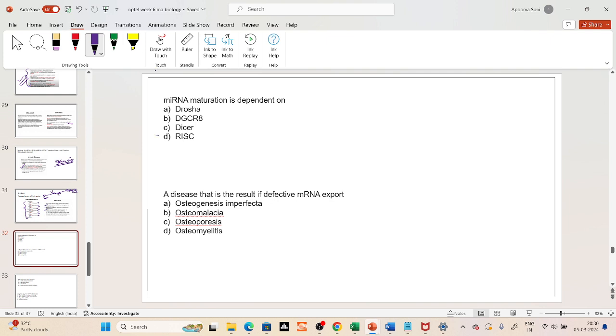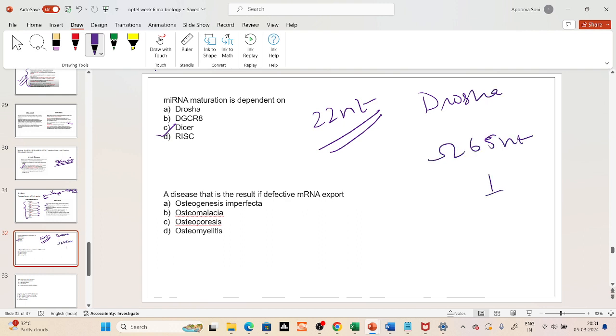For miRNA maturation, when Dicer acts, only then is the actual 22 nucleotide miRNA formed. When Drosha acts, the stem loop is converted into a 65 nucleotide structure. But when Dicer acts, the matured miRNA, which is of 22 nucleotides, is formed. That means the maturation of miRNA depends on Dicer.